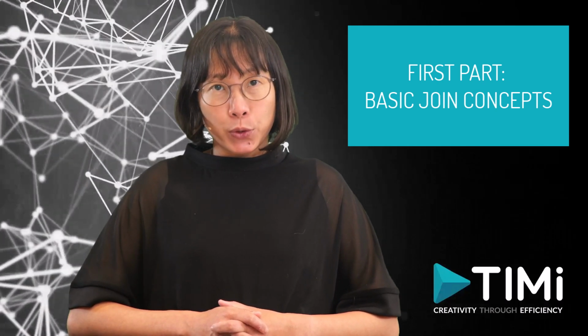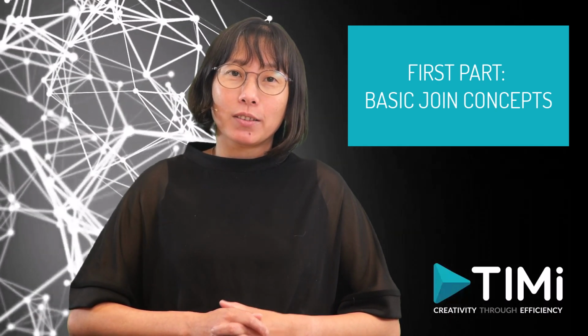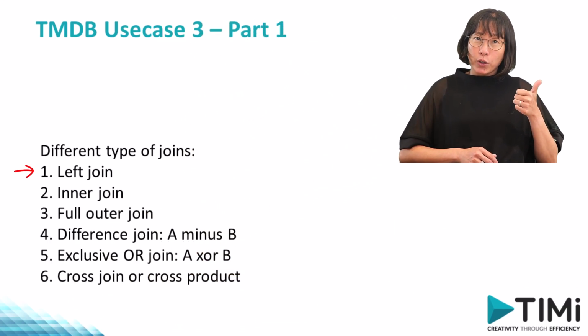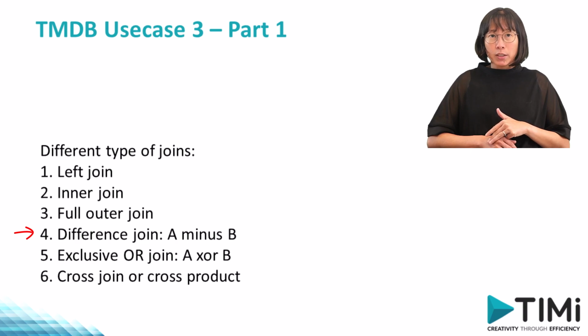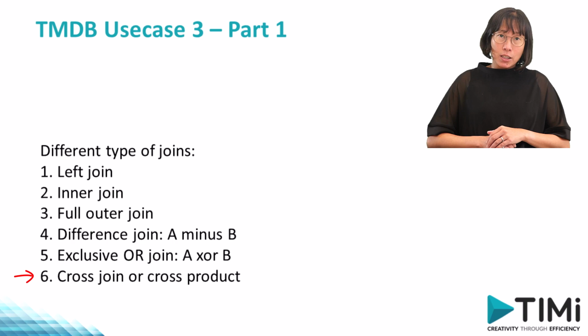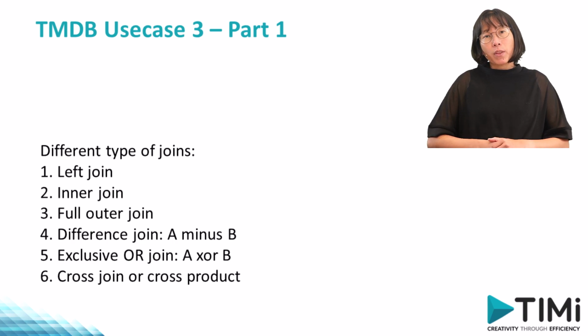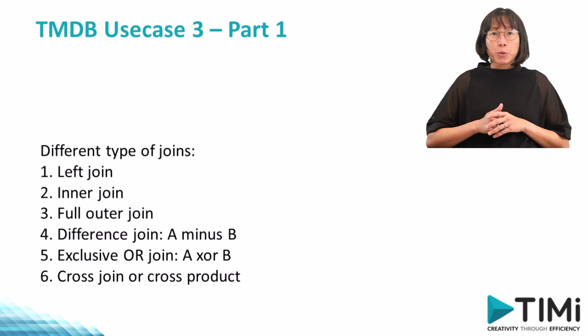Here, we'll review how different types of joins are working. First, the left join. Second, the inner join. Third, the full outer join. Fourth, the difference join, A minus B. Fifth, the exclusive OR join, A XOR B. And the last one, the sixth, the cross join or cross product. These are the 6 most common types of joins that you'll find inside almost any data science or analytic project. There also exist some more exotic joins that we will review in another more specialized video.